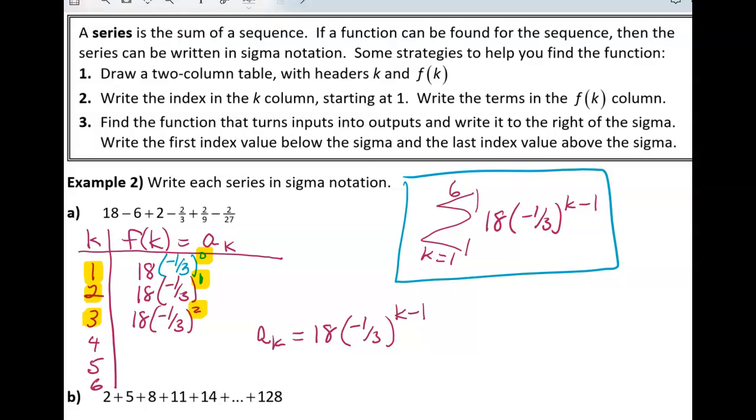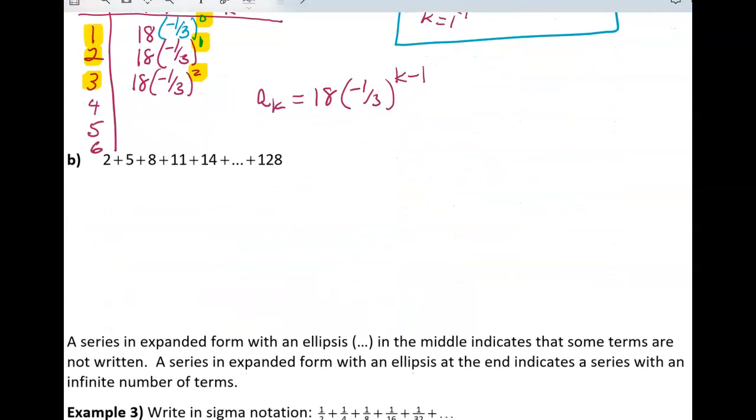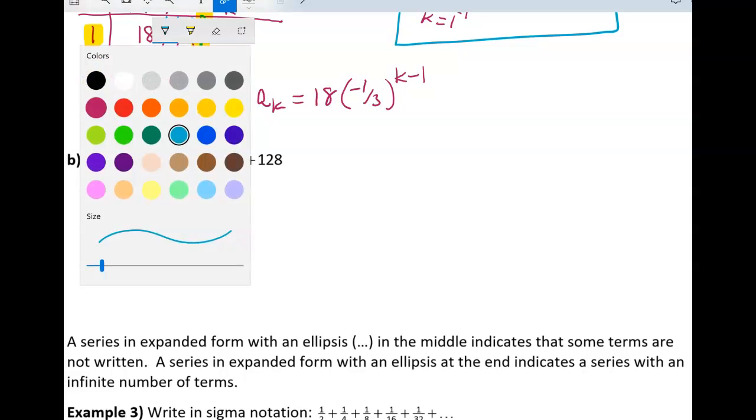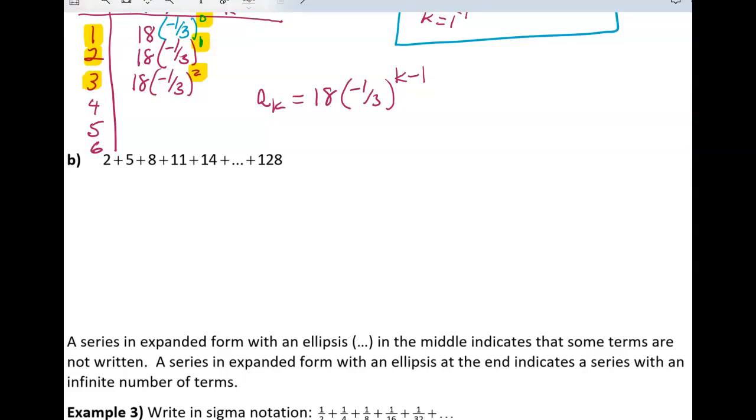All right, let's check out a different sequence. 2 plus 5 plus 8 plus 14 plus, and then the ellipsis to indicate that there are some terms missing. And then we just have a final term of 128. So for this one, it is not quite as obvious how many terms are actually in this sequence. So let's use n for our variable this time, just because, and a sub n in the right-hand column.